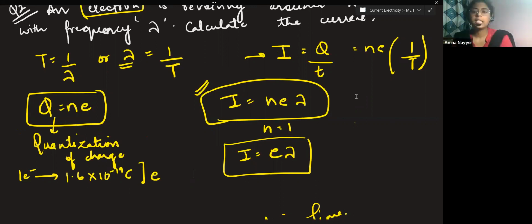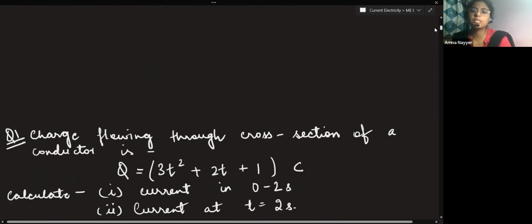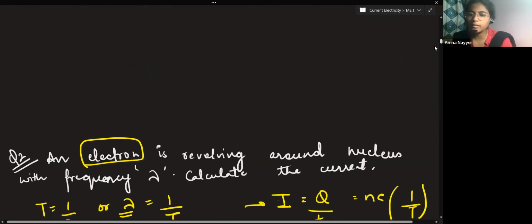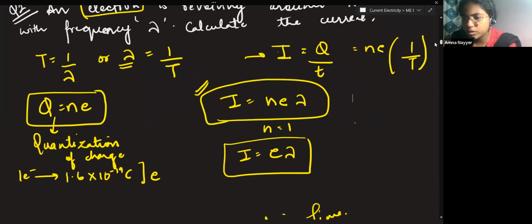Now, a few things that are important from this lesson is the concept of current. So basically, current is what? The rate of flow of charge. Now, what is meant by rate of flow of charge? Rate of flow of charge means that something is getting divided by time. When anything gets divided by time, we call it rate. So for example, let's say you have a simple wire with you.